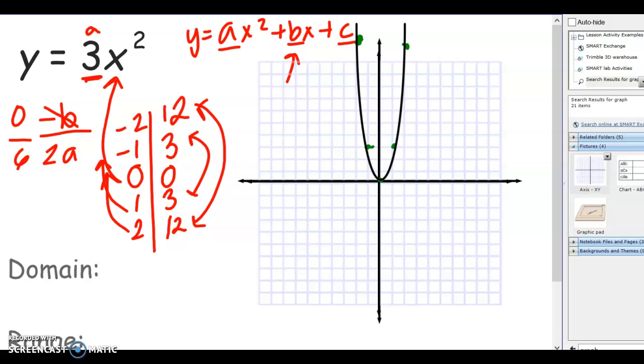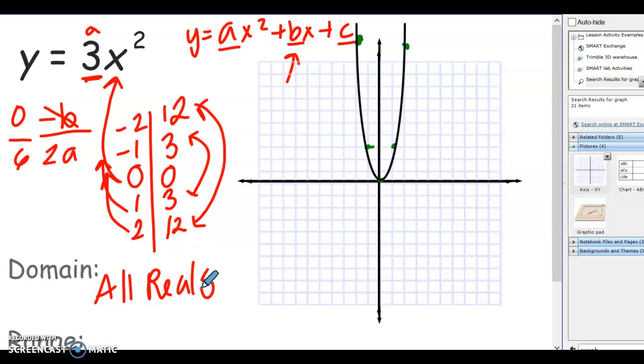All right, so your domain, remember your domain is whatever you plug in for x, and so I can actually plug in any number I wanted to for x, so that would be all reals or infinite solutions. Because I'm going to get an answer out of it.